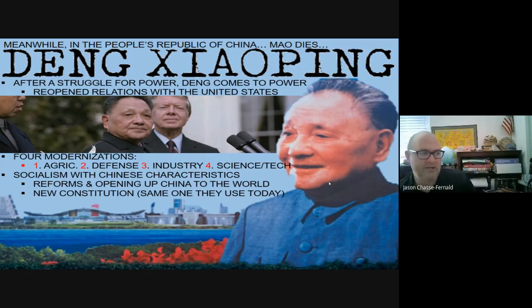And of course, the major component here is this whole notion of socialism with Chinese characteristics, which means reforms and opening up China to the rest of the world. We already read about this in a previous homework. We read about the SEZs, those special economic zones that popped up during the Deng era. We also see a new constitution under Deng Xiaoping that will be revised under Xi Jinping. The term limits, which I'll reference in a bit, will be updated.